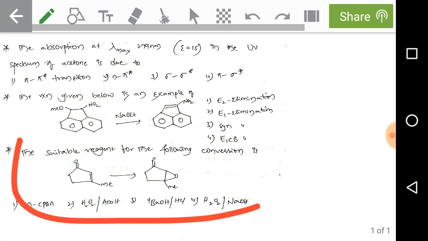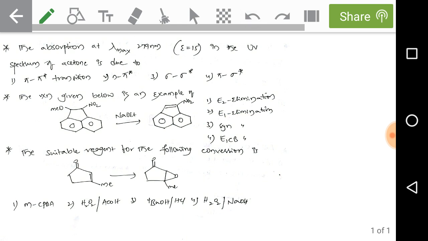Next one, the suitable reagent for the following conversion is. Just observe, here we have an alpha-beta unsaturated cyclic ketone, and here epoxidation should take place. The best reagent is H2O2/NaOH. Just remember that H2O2/NaOH always makes epoxidation at the unsaturation of alpha-beta unsaturated ketones.